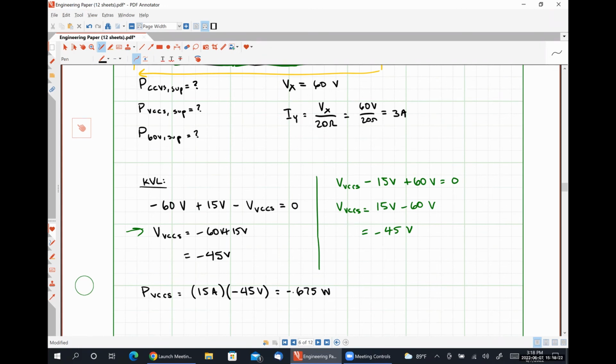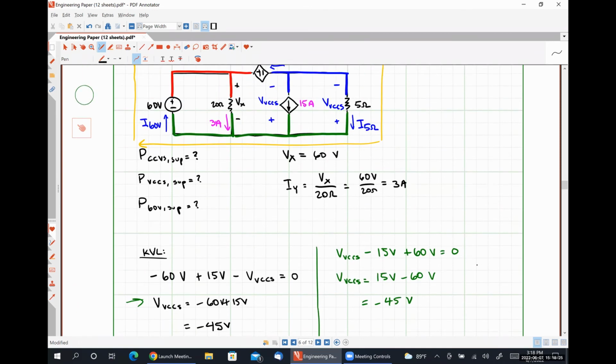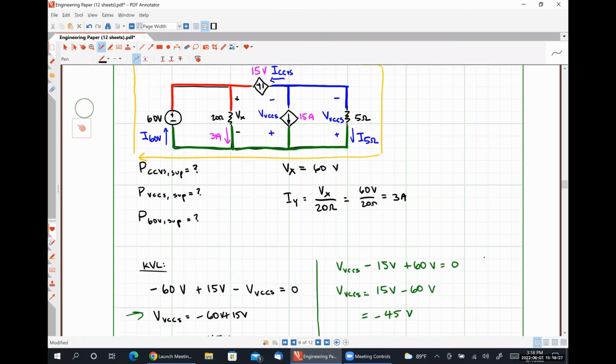All right, so now let's figure out that current I 5 ohms. Does anybody have any suggestions on how we might go about solving for that current I 5 ohms?